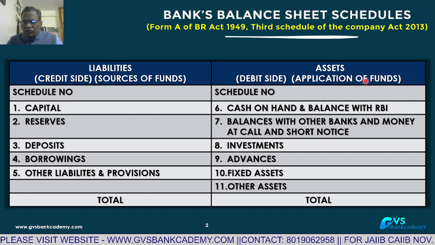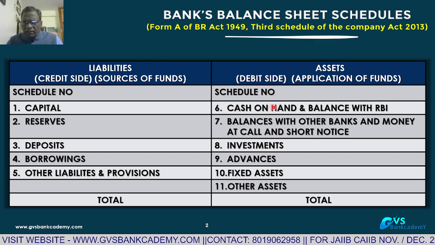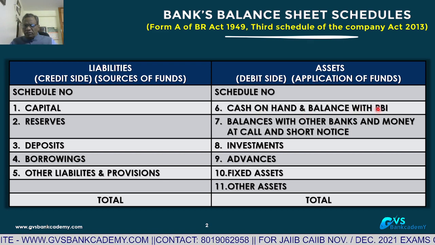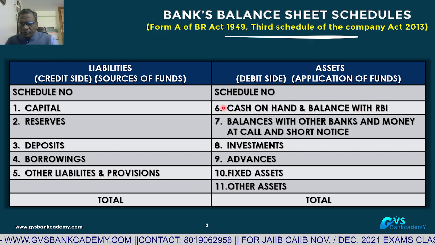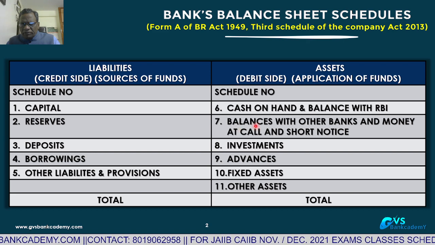or utilization of funds. Schedule number 6, cash on hand and balance with RBI. This is schedule number 6. Schedule number 7, balances with other banks and money at call and short notice.